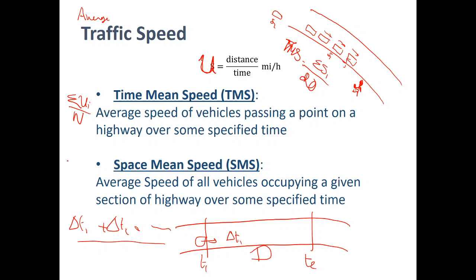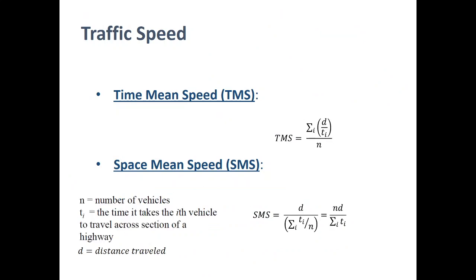So you say my distance, because it's distance divided by time, and the time here is sigma delta t's of different times. This gives me what we call the space mean speed. They are very, very similar. There's no big difference between them. They could give a difference that's very, very small, but there is a small difference between them. So this is how we do it.